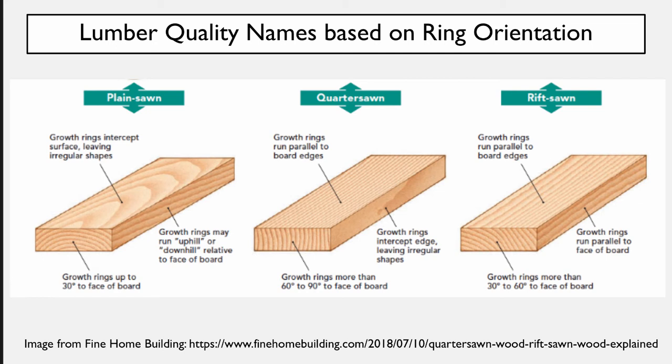Versus quarter sawn, if you look at the rings on the front edge of the board, you can see that they're almost perpendicular to the top face. Fine Home Building says they could be anywhere from perpendicular to 60 degrees. Other sources say they have to be between 80 and 90 degrees, like just darn near perpendicular. Between plain sawn and quarter sawn, you then have rift sawn. The perfect rift sawn board would see all of your rings at about 45 degrees from the top plane, but here they say they could range between 30 and 60.